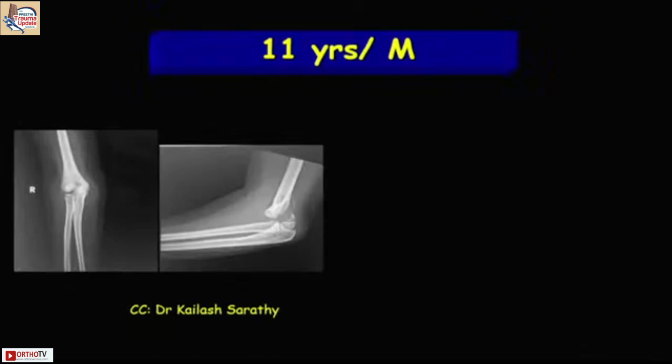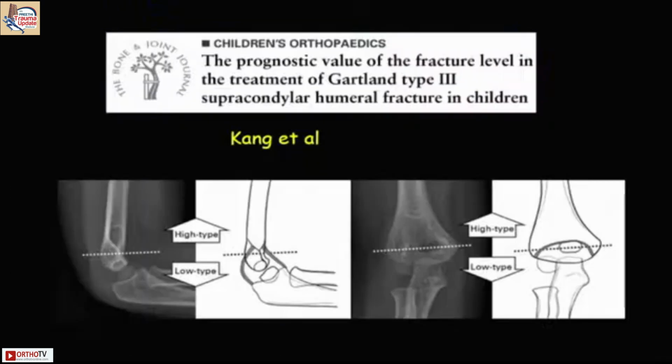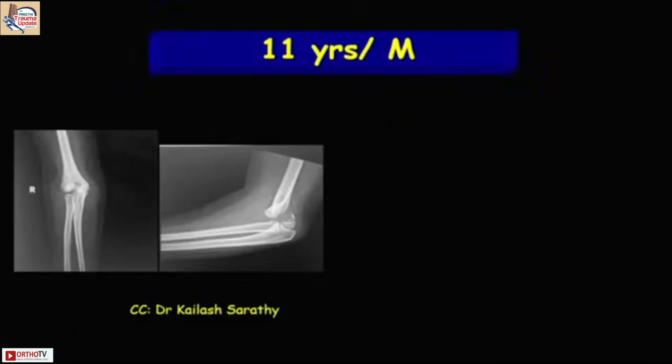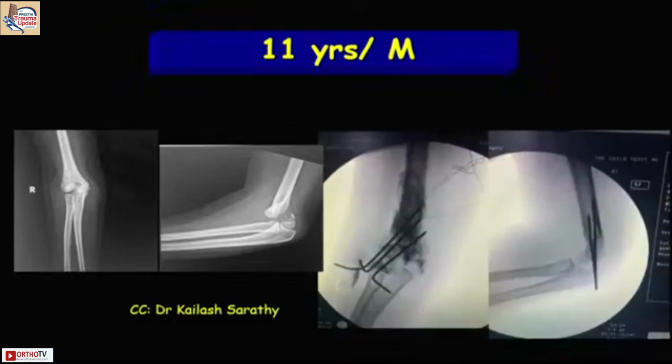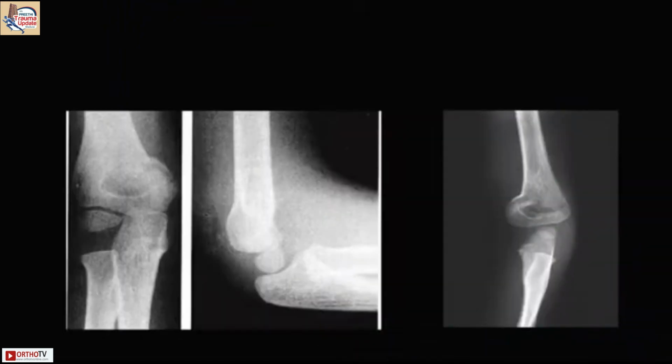First of all, it is very difficult to reduce. Even if you reduce, it won't stay there. It is difficult to pin also. So, such fractures are usually associated with disruption of the capsuloligamentous complex. So, most of the low supracondylar fractures have to be treated surgically. And of course, you will need an arthrogram.